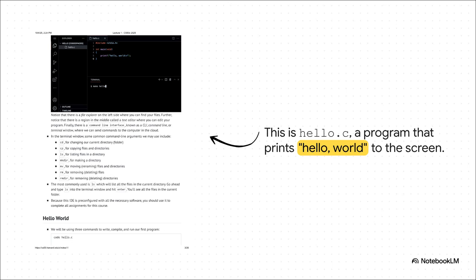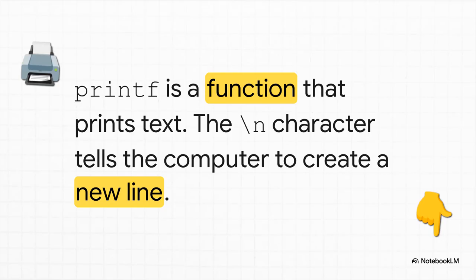In the middle, we have a text editor. That's where we write our code into a file we'll call hello.c. Then, down at the bottom, we have the terminal. That's where we're going to tell the computer what to do. Now, the real heart of our program is just this one single line. Printf is a function. It's basically a command that tells the computer to print something on the screen. And whatever we put inside those quotes, that's what gets printed. And that little \n at the end, that's just code for start a new line. It's basically like telling the computer to hit the enter key for us.